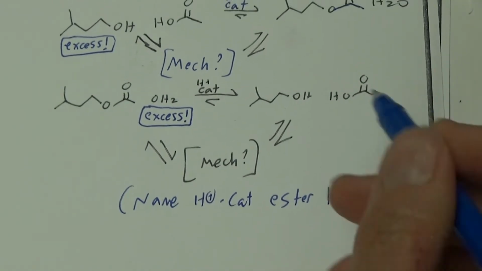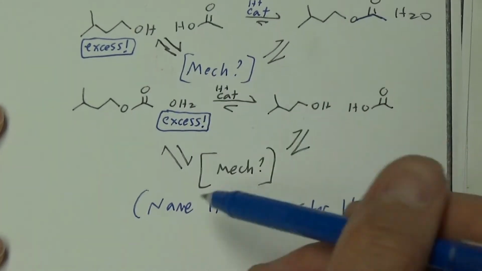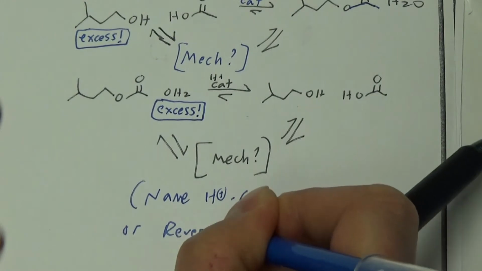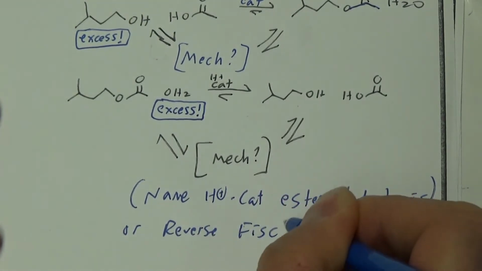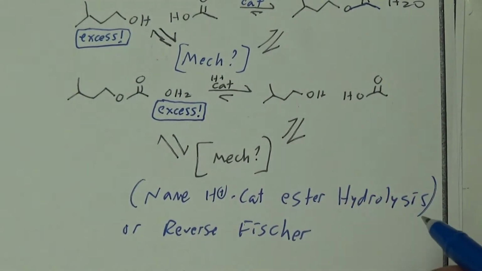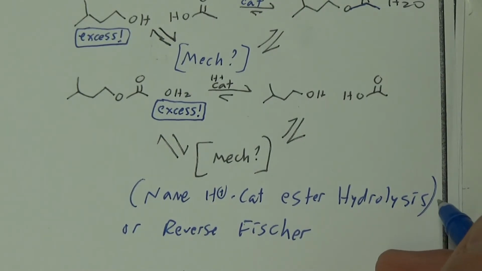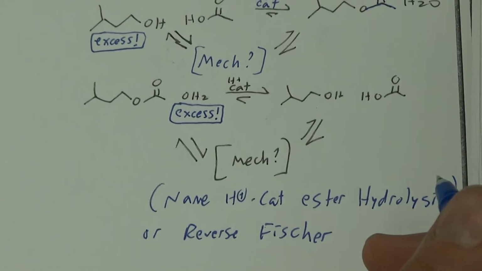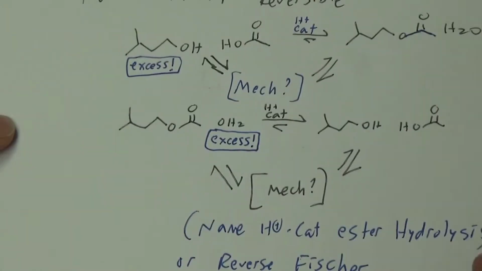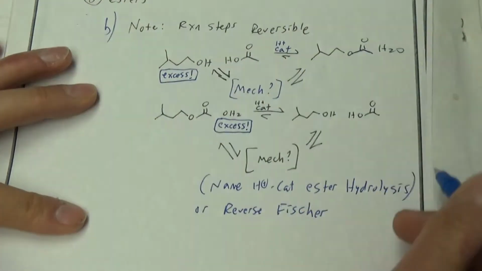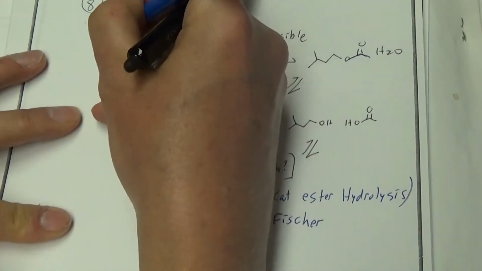What's another name? Well, if the top is the Fischer, what's this? This is the reverse Fischer. Sometimes you hear people say the reverse Fischer reaction, or reverse Fischer esterification. I don't know. But it's definitely hydrolysis, because you're hydrolyzing the ester. Okay. This top reaction was all part of B, I think. The Fischer reaction. So that was B.